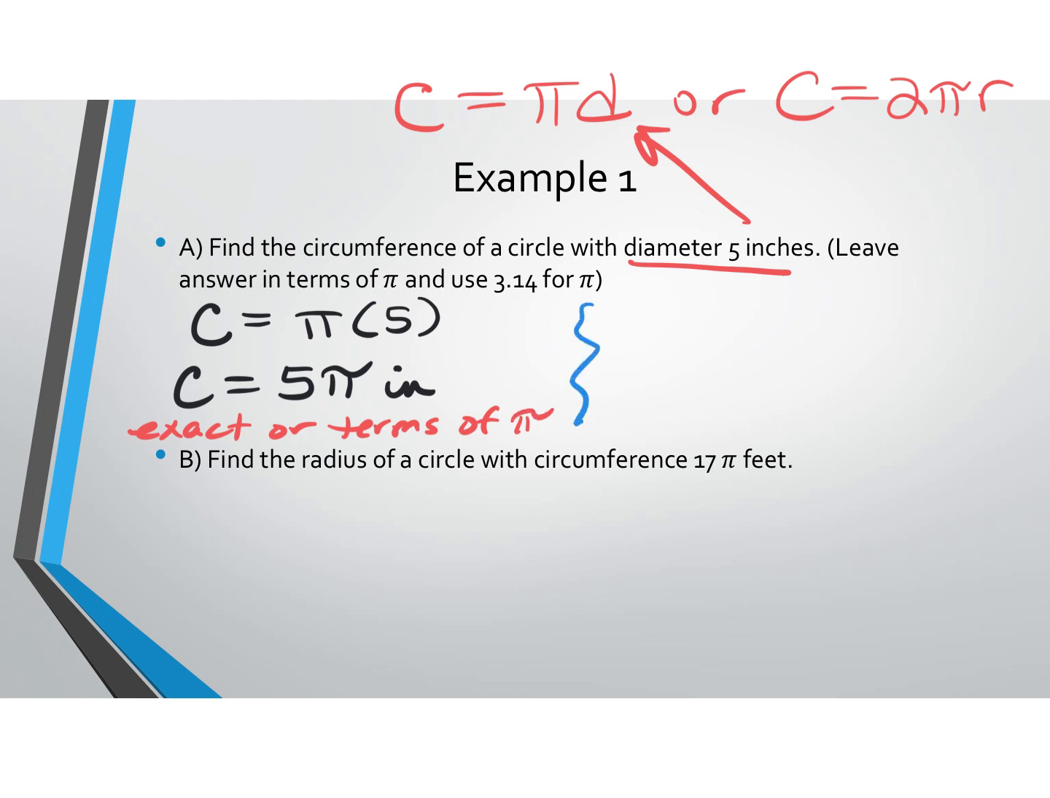Now, just to go through this, I'm also going to show you the answer you would have gotten if you just times it by 3.14, just in case you see this tomorrow or on an SAT. So if I use 3.14 for pi, then I would do 3.14 times 5, and this would give me 15.7 inches.